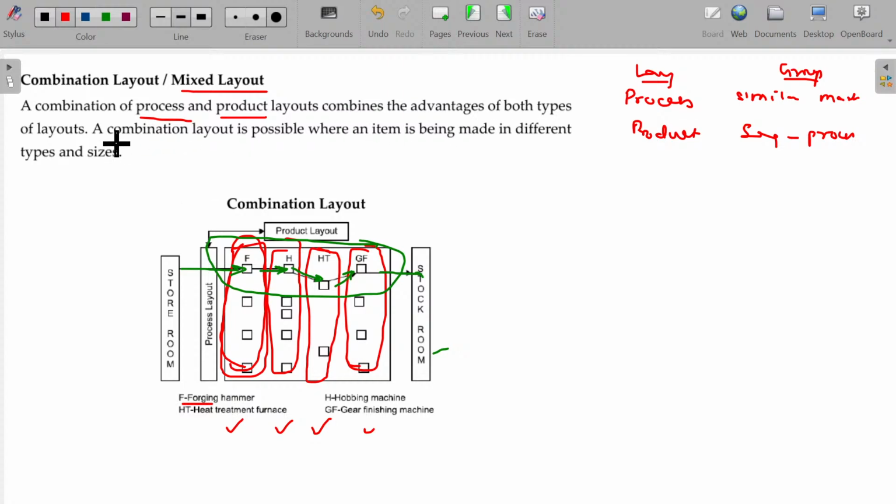So every layout has its own plus and minus. By doing the combination of these two, you will have combined benefit, right? Because of process layout, we have some disadvantages, as well as product layout, we have some disadvantages. Both are going to be removed because of the combination layout. Clear?